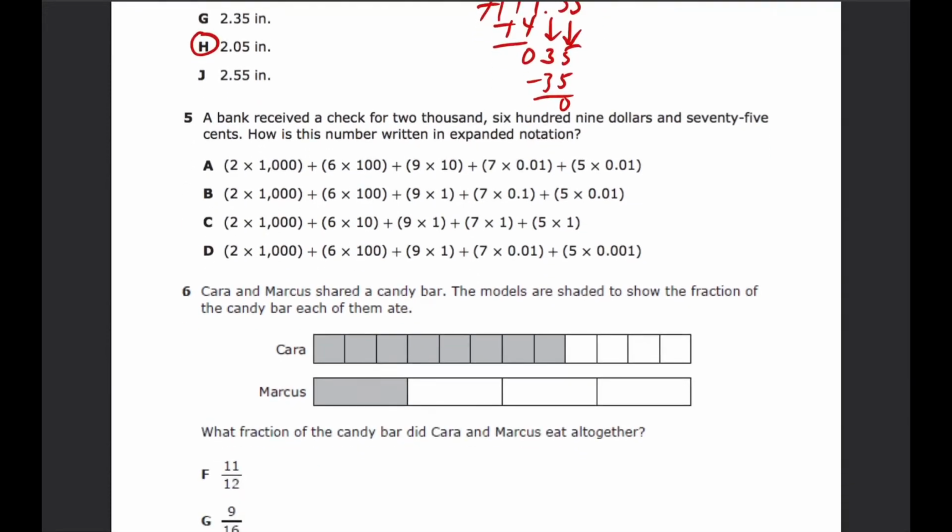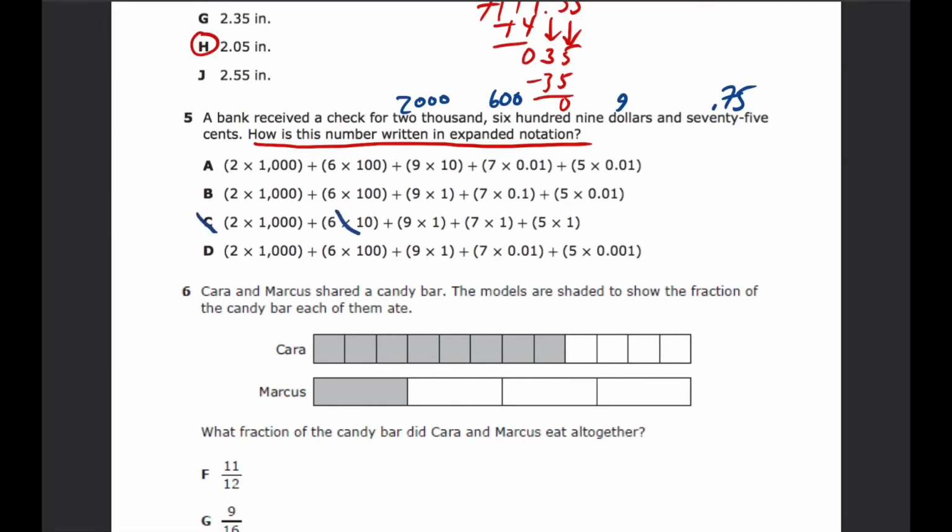Question number 5. A bank received a check for $2,609.75. How is this number written in expanded notation? So I'm going to go ahead and just write this out. So I have $2,609.75. So I'm going to just check this piece by piece. So 2,000 is 2 groups of 1,000. So as I look, yep, those are all correct.